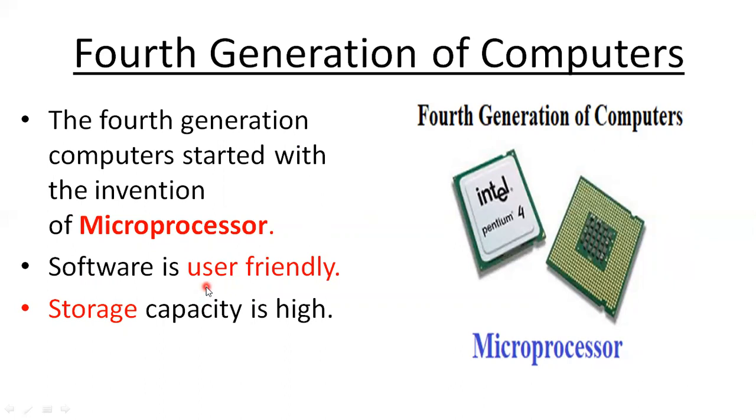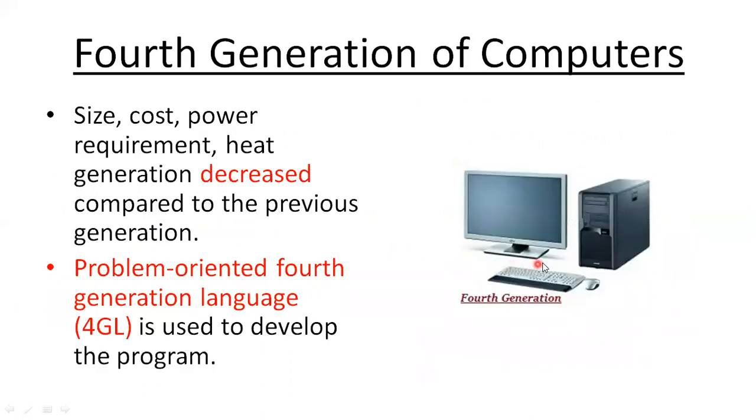That means software is user friendly in this case. The storage capability is high in the fourth generation of computer. That means size, cost, power requirement, and heat generation decreased in this case. Now also you are in the fourth generation of computer. The problem oriented fourth generation language is used. That means 4GL is used to develop the program.